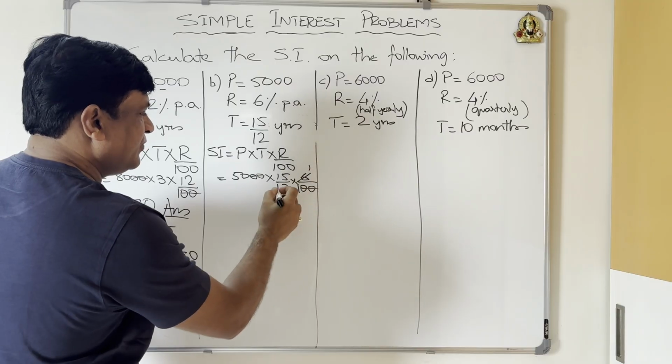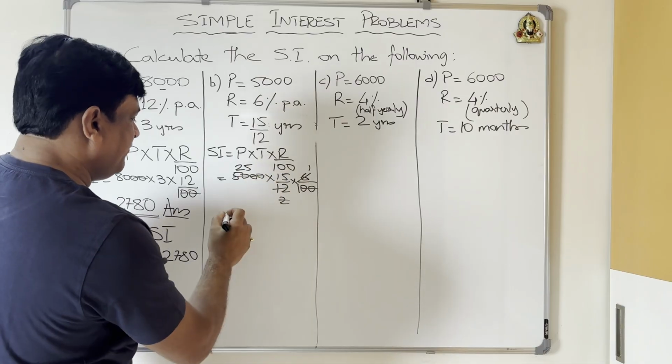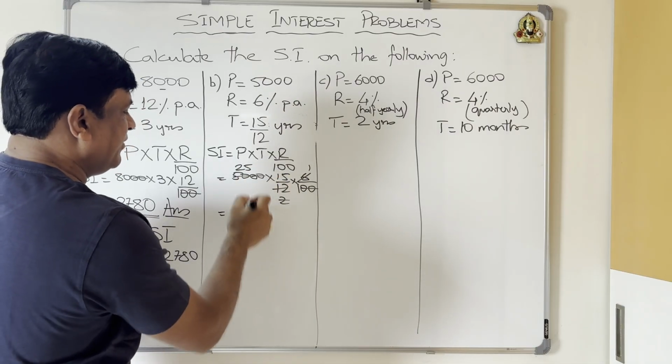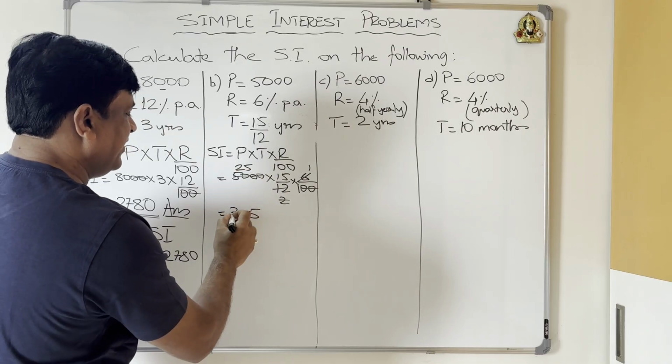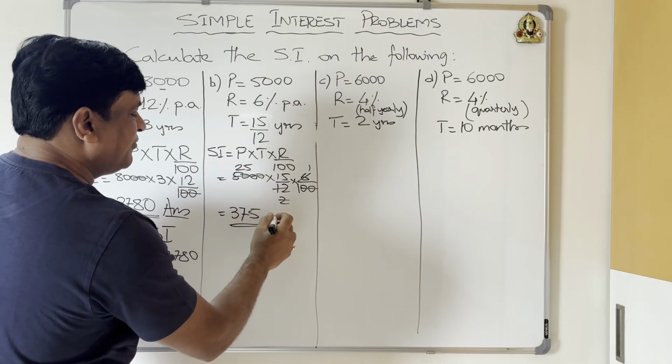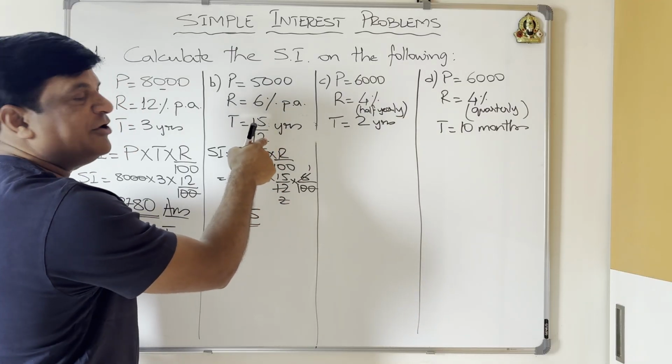I cancel 6 ones are 6, 6 twos are 12, and 2 25s are 50. So you're left with how much? 15 into 25. 15 into 5 is 75, 15 twos are 30, 375. That's your interest at the end of this much time, which is 15 by 12 years.